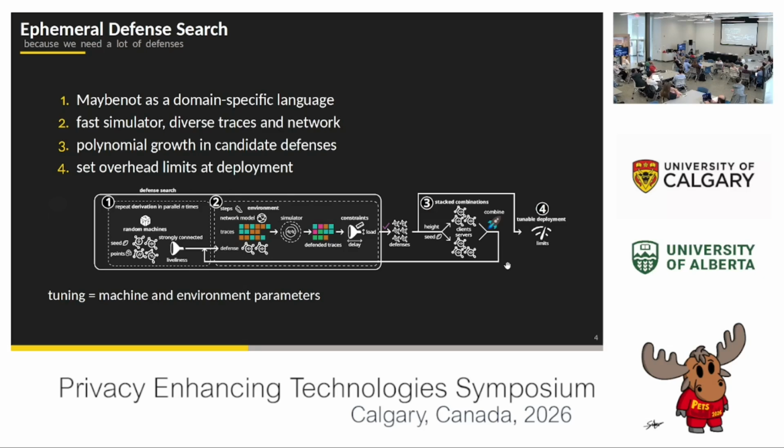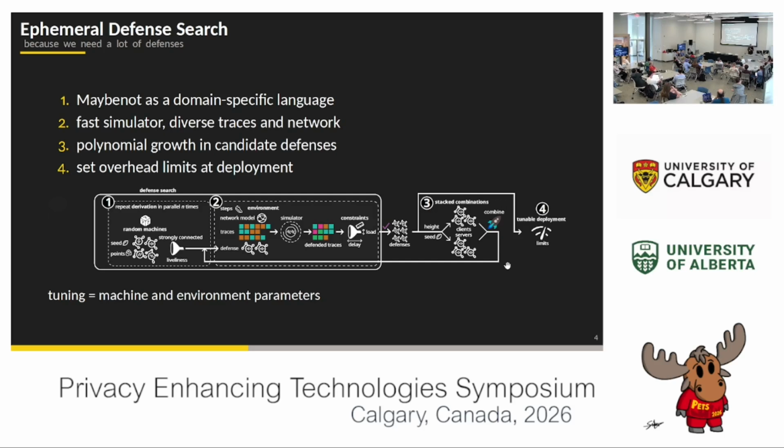So the first step in our search is to just create random state machines, a lot of them, and have state machines running on the client side and on the relay side, or server, depending on the setting you're in. And these together make up a candidate defense. Then in step 2, we take the candidate defense and we simulate it on a bunch of network traces that represent the task we care about. Mostly we do it for website fingerprinting here. We do it in a very fast network simulator, the Maybenot simulator, and we use diverse network conditions. We simulate different network conditions.